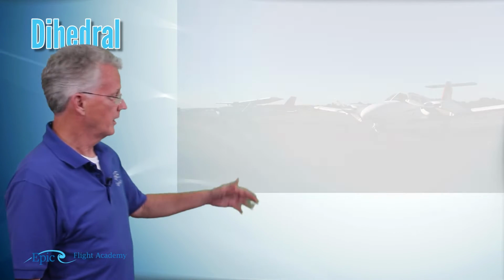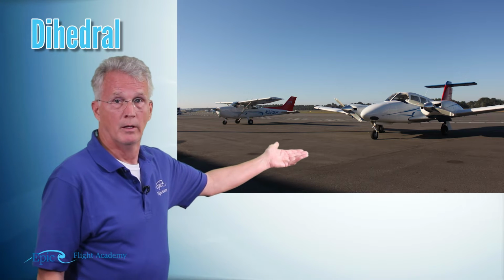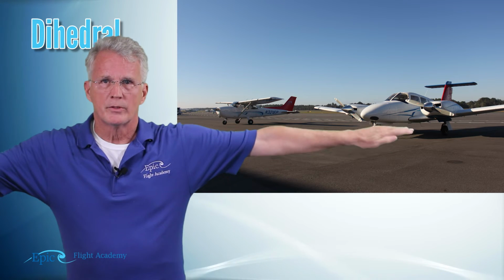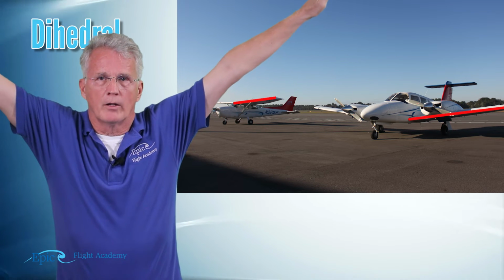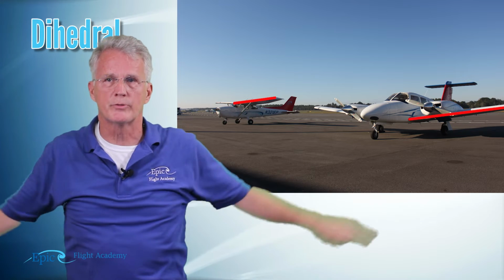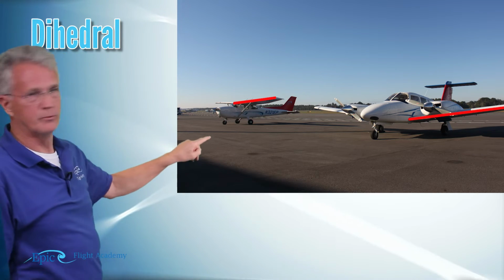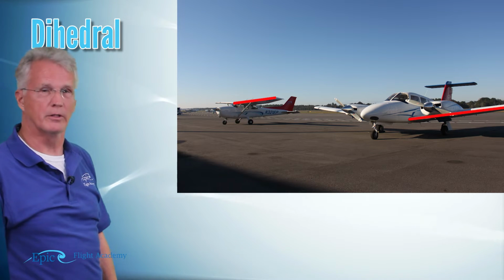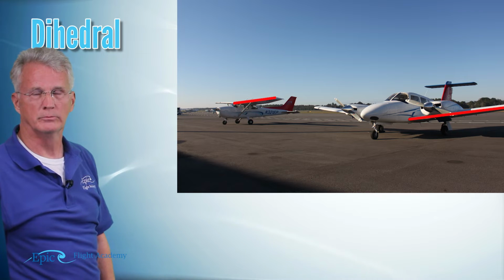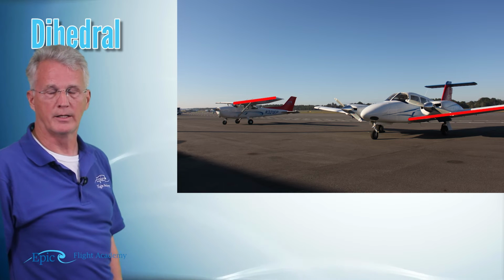Let's talk a little bit about dihedral. You can see in pictures of the high wing airplane and the low wing airplane, the wings don't go straight out, but they go up like this. And on a low wing airplane, it appears as though they're going up more. That's dihedral. You can see on the 172, there's a little bit of dihedral. It's noticeable. On a low wing airplane, there's a lot of dihedral.